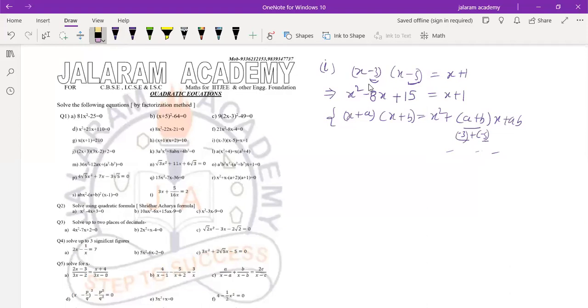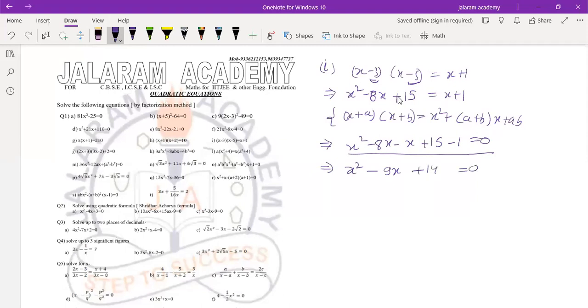Yes, sir. Then we transfer them to the same side. We write x² − 8x − x + 15 − 1 = 0. And if you pay attention to arranging terms in decreasing powers of x, it will be very beneficial to solve the question. x² − 8x − x is −9x, and 15 − 1 is 14, equals 0.